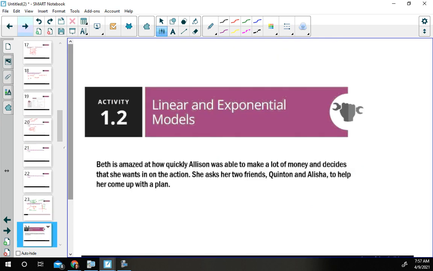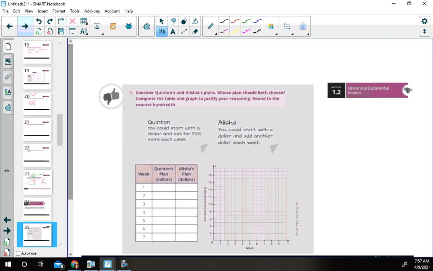All right, so Beth is amazed how quickly Allison was able to make a lot of money and decides that she wants in on the action. She adds her 2 friends, Quentin and Alicia, to help her come up with a plan. So Quentin, you could start with $1. That's a big thing right there. We are starting with $1.